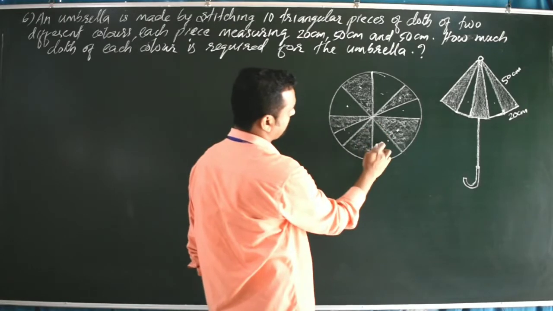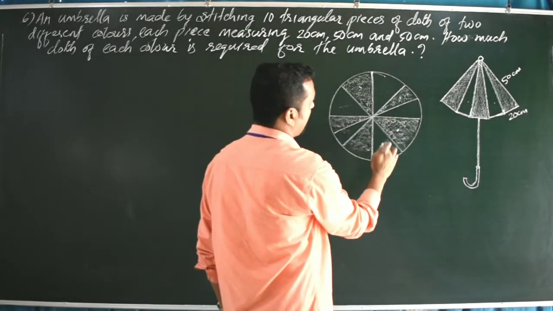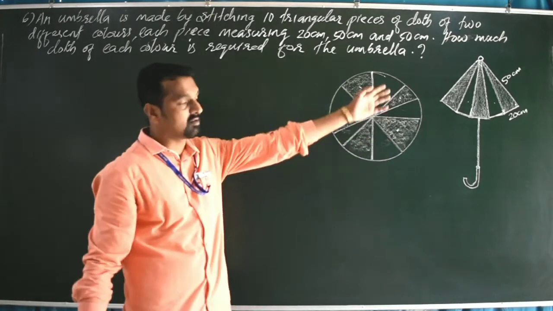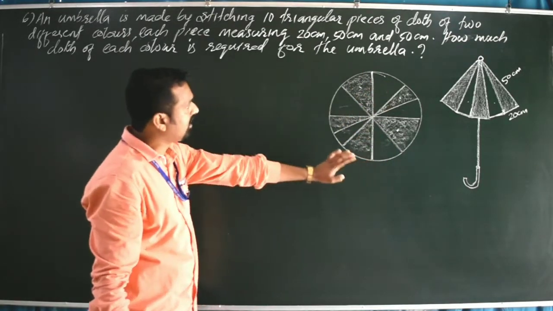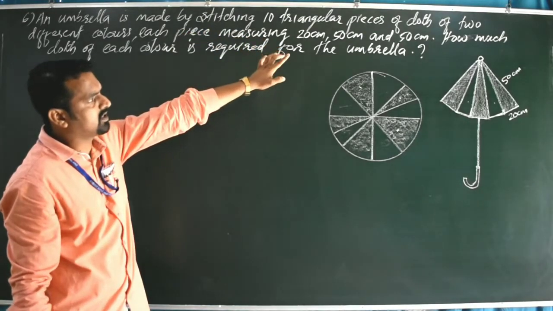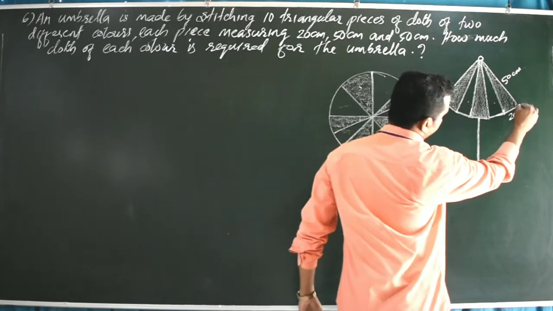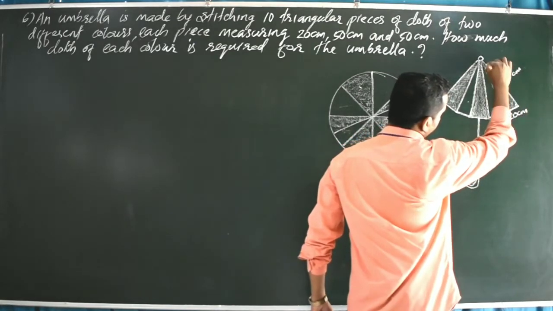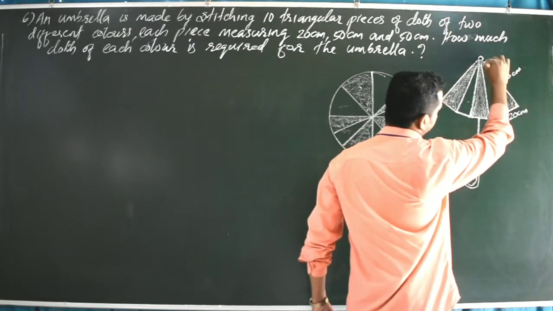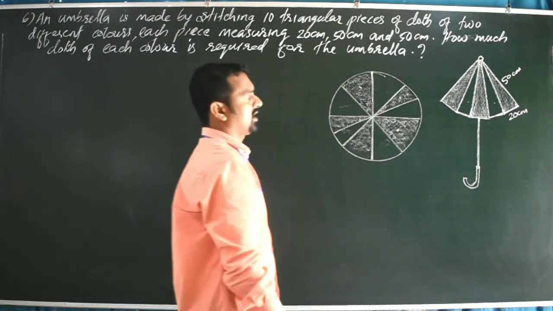1, 2, 3, 4, 5 pieces. These 5 pieces are white, and 5 pieces are black. It will come like that. Each piece measures 20 centimeters, 50 centimeters, and this side also is 50 centimeters. It is in the form of a triangle.